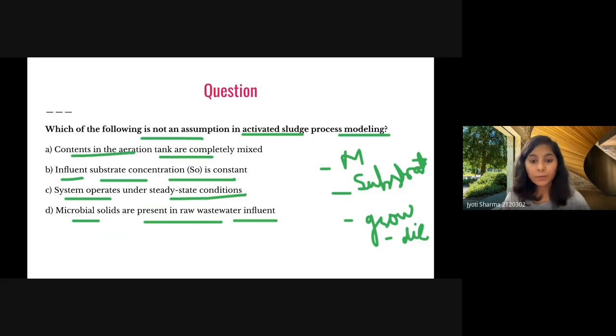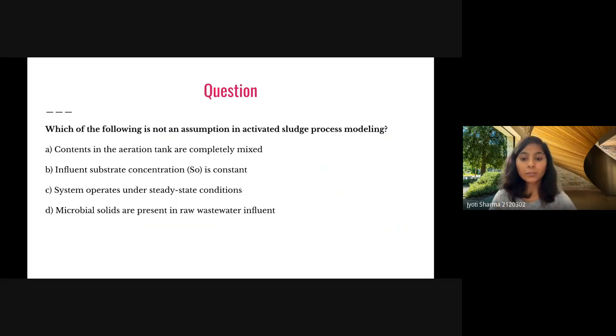Okay. So Venkateshwar also. So yes, D is the right option, because whenever we are modeling something, we have to simplify the process.